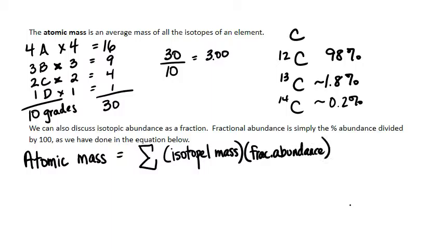and then we'll do that plus the isotopic mass for isotope 2 times its fractional abundance, and isotopic mass 3 times its fractional abundance. And so what we really end up with is this series of values that we've multiplied together.